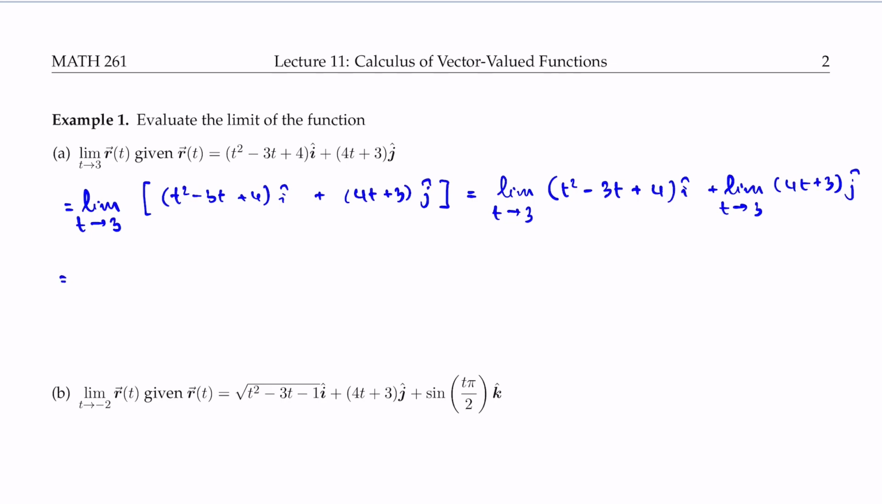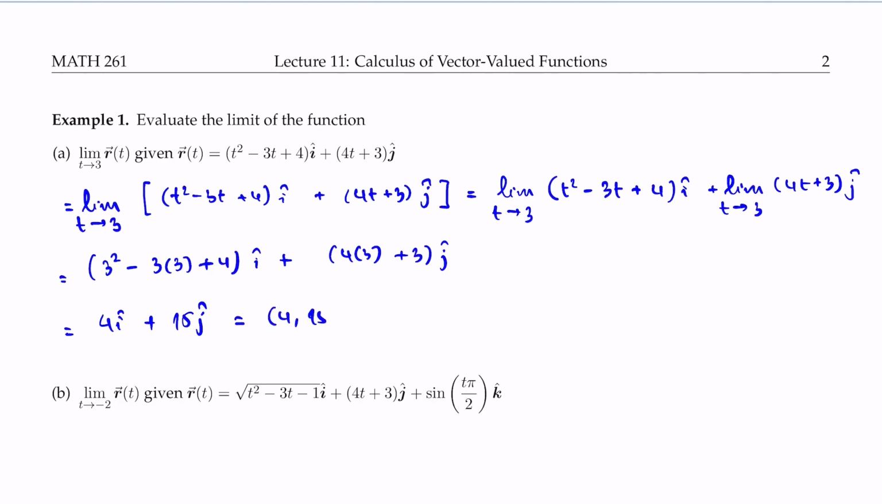So I got 3 squared minus 3 times 3 plus 4i plus 4 times 3 plus 3j. So this is equal to 4i plus 15j. Or you can write this in the component form as 4, 15.